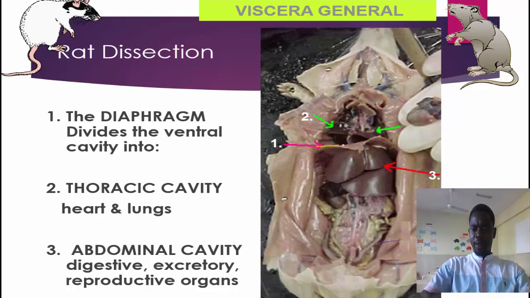First of all, we have the diaphragm here. This is the diaphragm, which divides the thoracic region and the abdominal cavity. Now, the thoracic cavity, this region here, comprises two main parts: the lungs and the heart. But the abdominal cavity, which is this whole region here, comprises the digestive system, excretory system, reproductive organs, and some of the structures in this particular section. Okay?